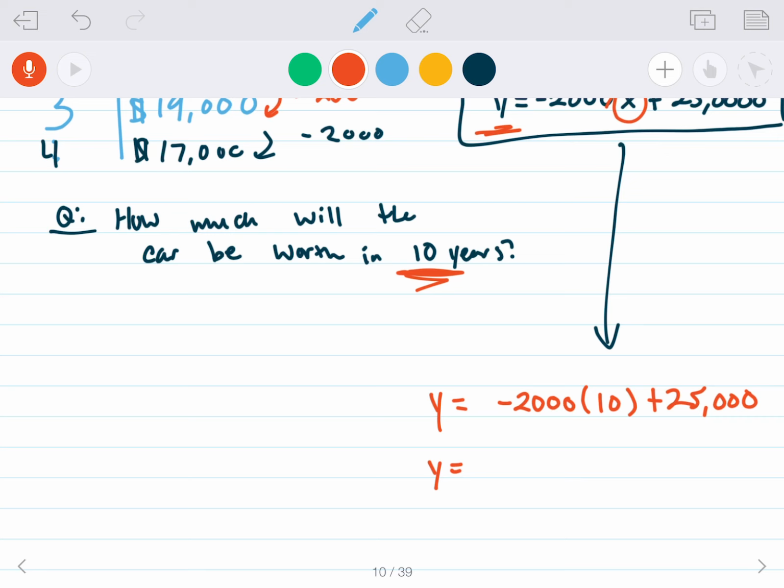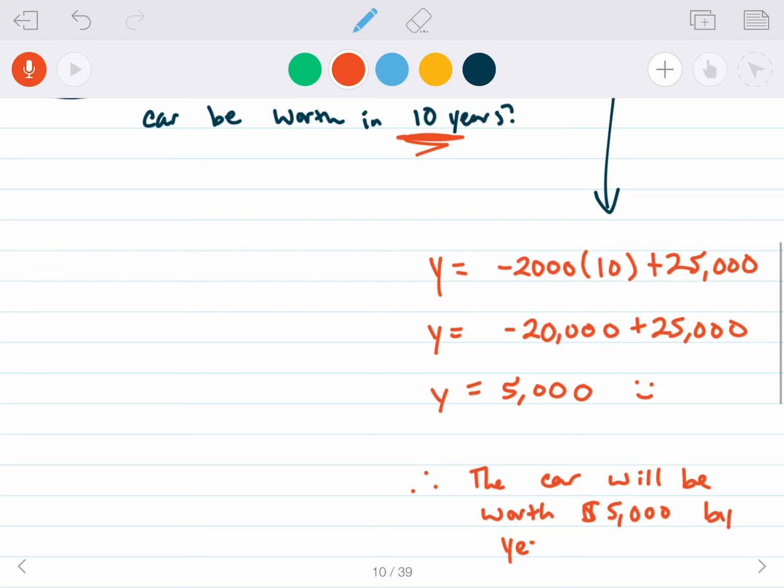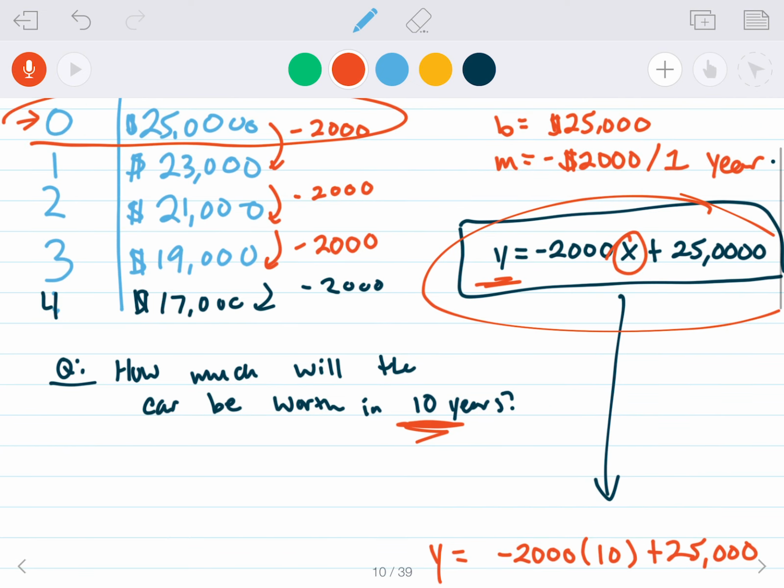So if we take negative 2,000 and multiply it by 10, we get negative 20,000 plus 25,000, which is just 5,000. So therefore, the car will be worth $5,000 by year 10. Okay, I hope that makes sense. So that's why we write a function, to figure out what's going on way far in the future so that we don't have to make this really tedious table.